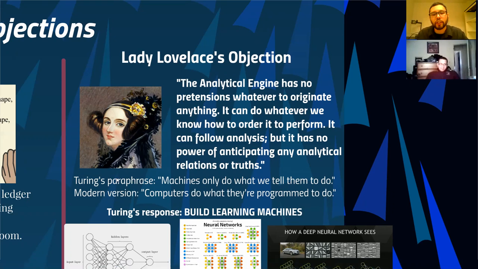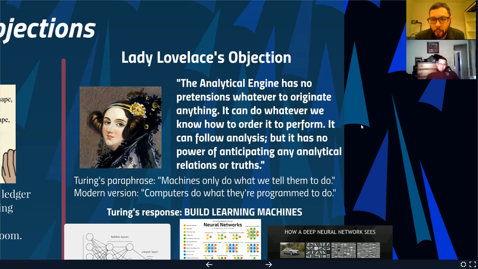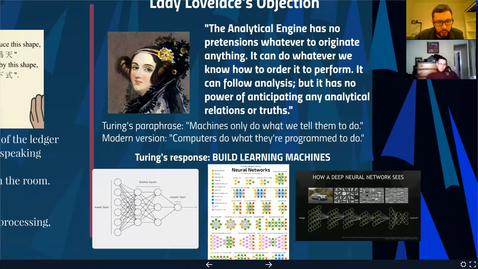Machines always depend on us for their programs. They can't do whatever they want. They have to do what we want because we're programming them. A lot of people object to artificial intelligence because it's programmed. But Turing gives a response that I think is a convincing response.